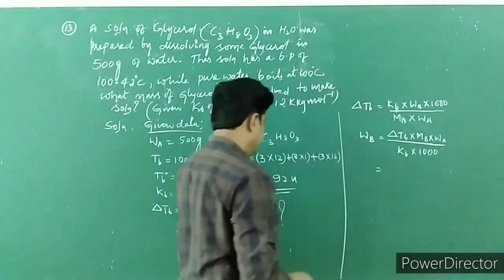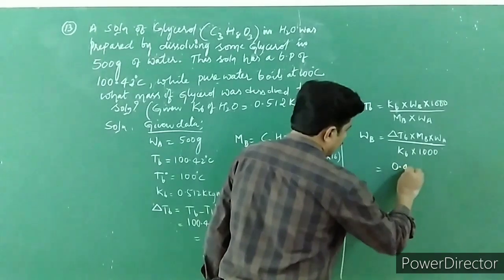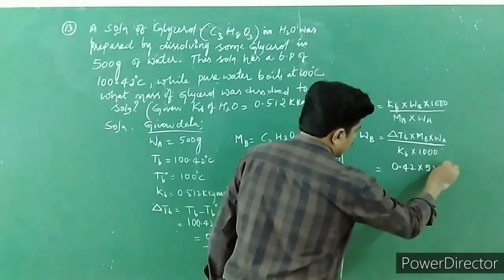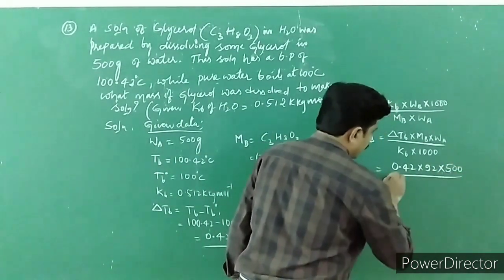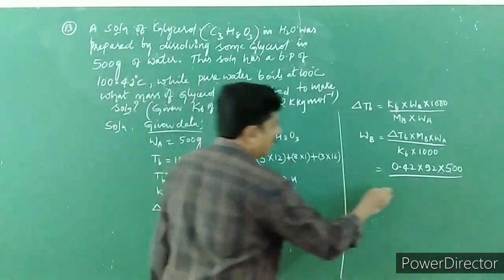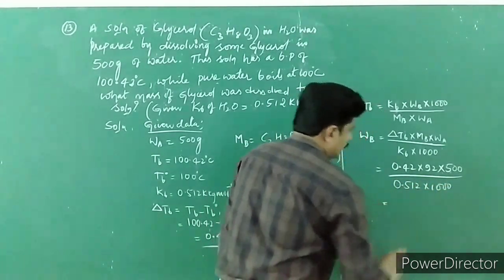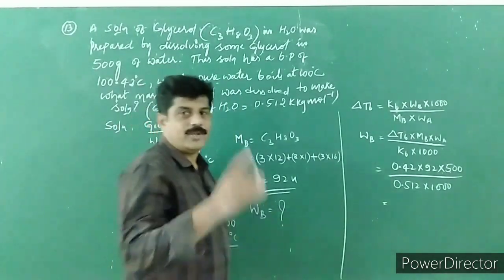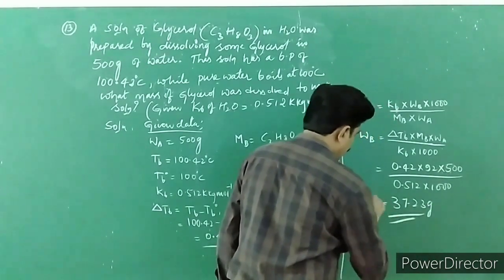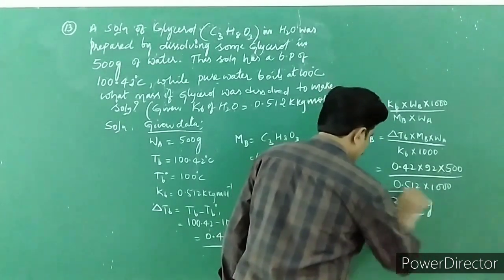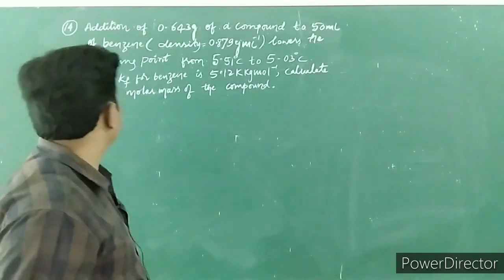Now substitute the value. Delta Tb is how much here? Delta Tb is equal to 0.42 and Mb is equal to 92 and Wa is how much here? Wa is equal to 500 upon Kb, they are given here. How much? 0.512 into 1000. Children, if you simplify, you are going to get 37.23 grams of glycerol.